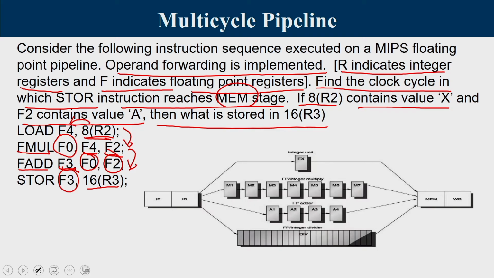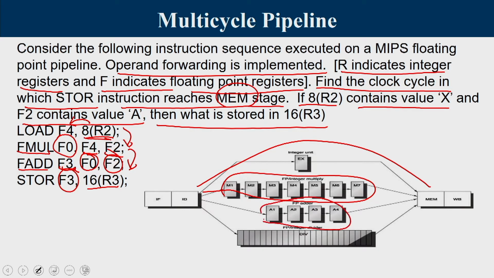We should know that since we are using a MIPS floating point pipeline, this is the floating point pipeline where this is the path wherein the integer operations are being handled, and floating point multiplication typically takes 7 cycles in the execution unit, and the floating point add will take 4 cycles in the execution unit. In this question anyway, division has not been given, so it is not relevant to us. So, these are the 3 units that work.